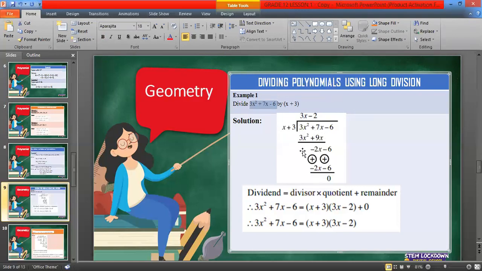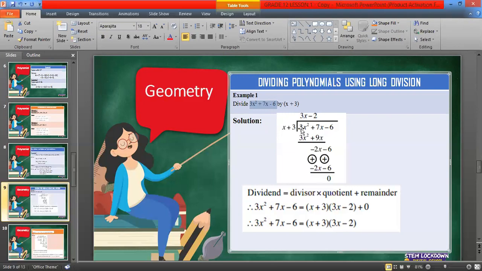But using the long division, this is how we go about it. There could be other ways by which you can deal with this. To use the long division, you put your dividend, or your polynomial, whatever you are dividing, under the root. Then you put your x plus 3 outside the root. So what do we do? Then you start one after the other.